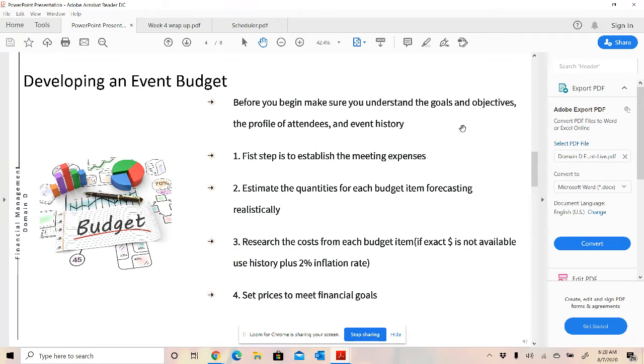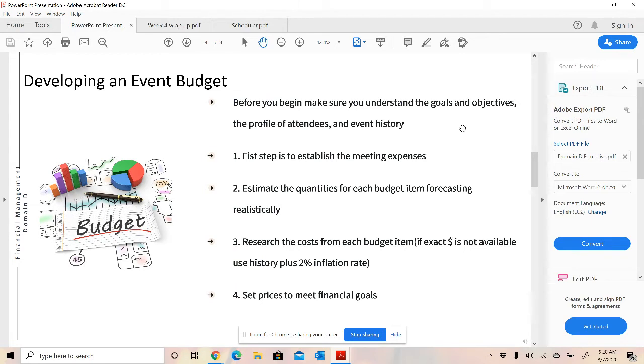But the first step, you want to remember these 4 steps to developing an event budget. The first step is to establish the meeting expenses. The second step, estimate the quantities for each budget item, forecasting realistically, and research the cost for each budget item. And if you don't have the exact dollar amount, you can use your history with a 2% inflation rate. Or if you haven't decided on a location yet, you can request menus from the hotels and give an estimated budget amount. And then step 4 is set prices to meet financial goals.